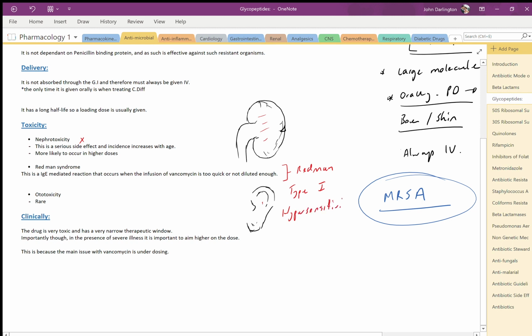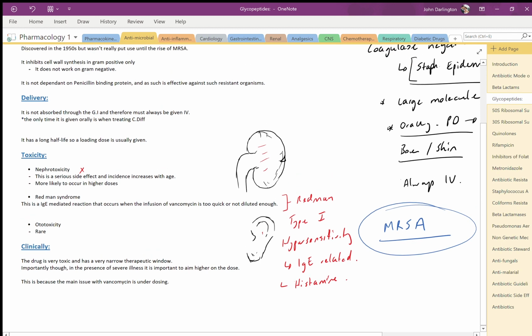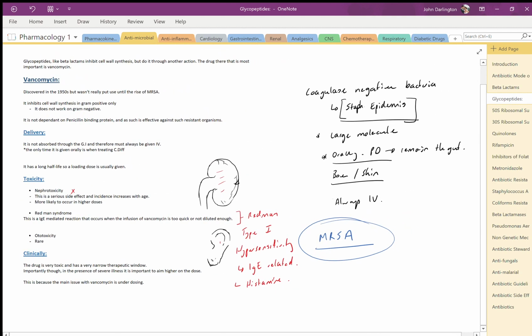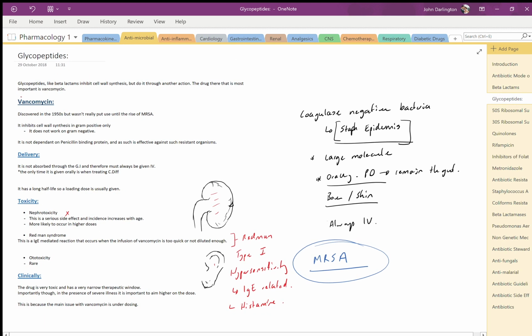Hypersensitivity. And what that means is it's IgE related. So in other words, it's histamine related. Okay, and so it's not unusual if this drug is given too quickly that it will cause the person to literally go red. Their whole body will go red. It looks really bad, but actually it's not that bad. All you need to do is slow down how quickly this drug has been given. Okay, so that's glycopeptides, and the main drug you want to be aware of in glycopeptides is vancomycin.